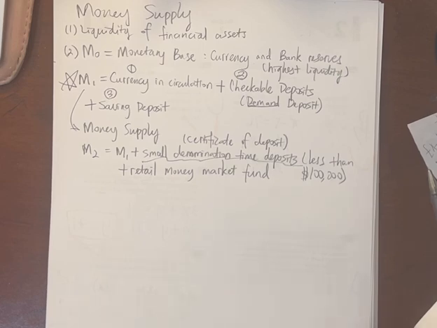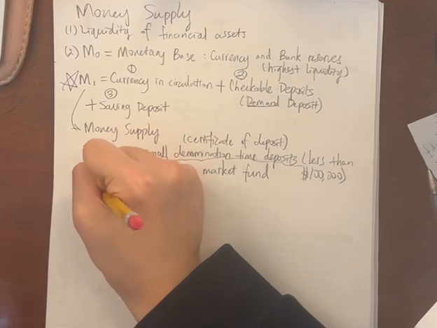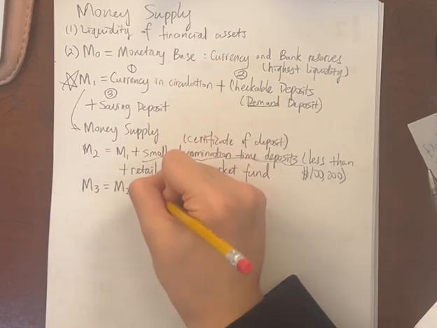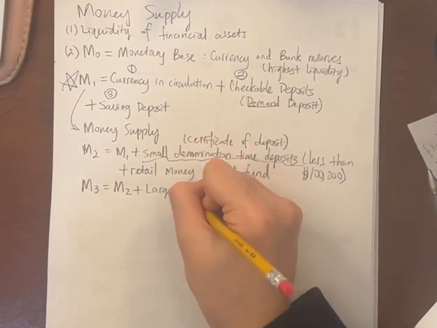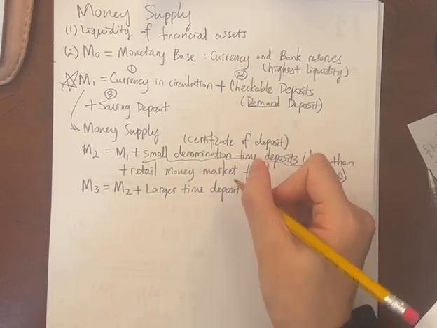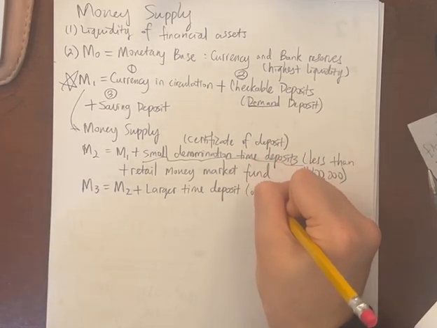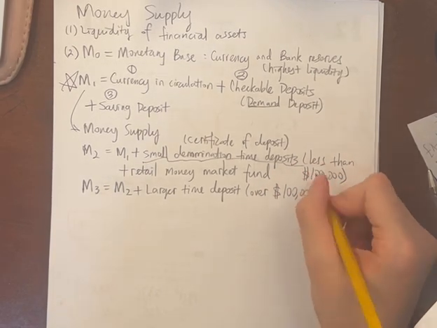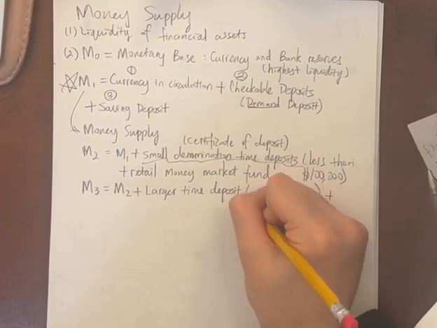They have to be stored for at least a period of time before you can get them out from the bank. And last but not least is M3. This is M2 plus larger time deposits. So it's probably the houses, the companies, that kind of thing. So they're over $100,000. And plus some larger liquid funds.